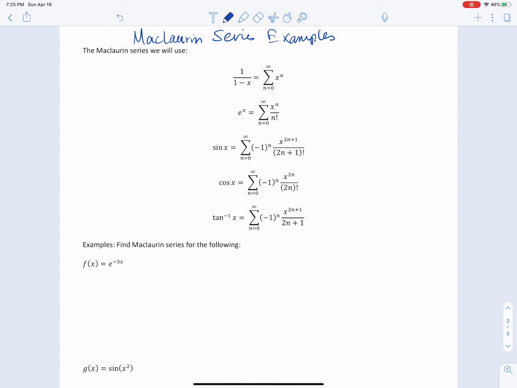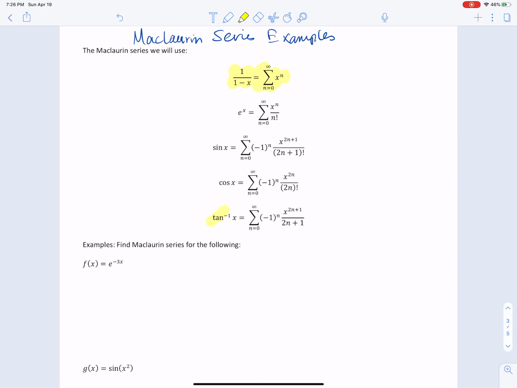Hello and welcome back. We're going to be talking about some examples of finding Maclaurin series for variants of the functions that we have listed here. We've seen in previous videos the first and fifth Maclaurin series that you see here, the ones for 1 over 1 minus x, that's summation n equals 0 to infinity, x to the n. It's a variant of the geometric series, or it's the geometric series written in a variable form.